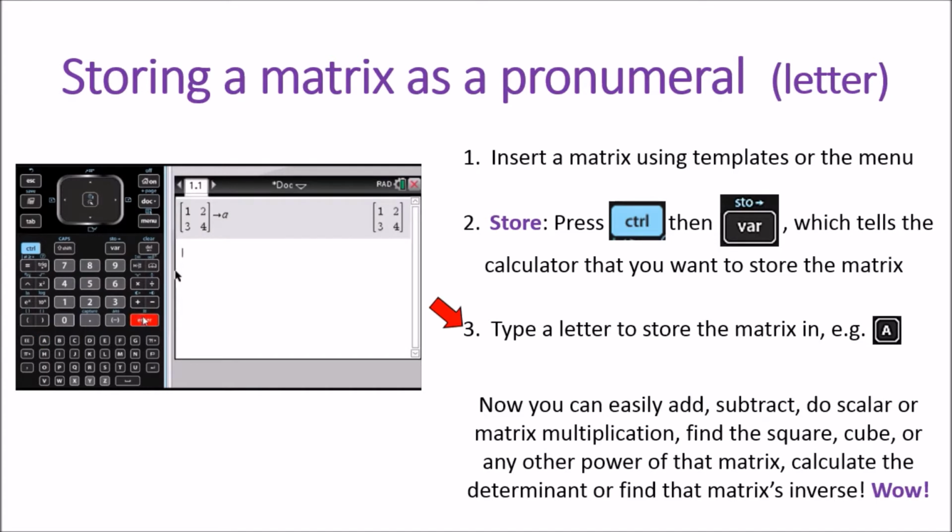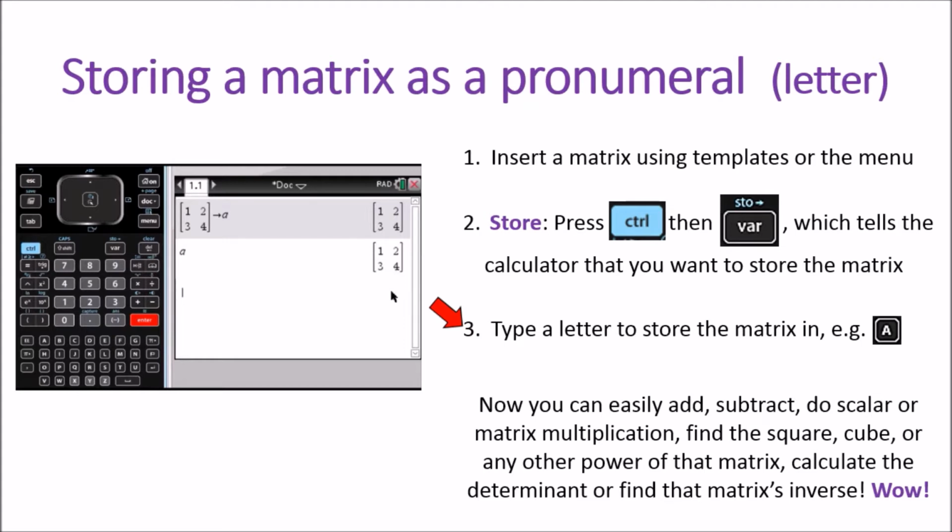Then once we've pressed enter, you can see that it has just appeared here again, and if we press A, enter, you'll see that A really means the matrix with elements 1, 2, 3, 4. So we have successfully stored this matrix under the letter A.